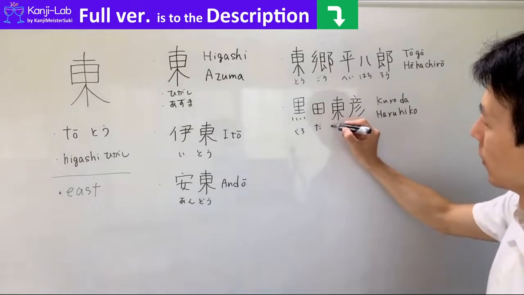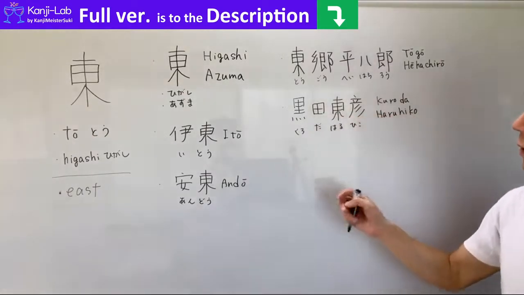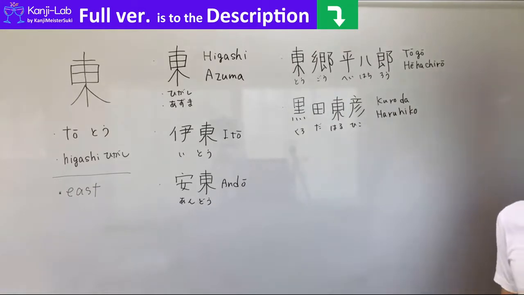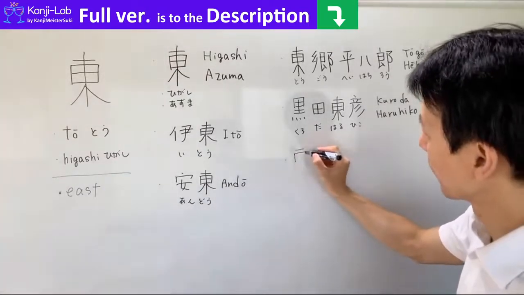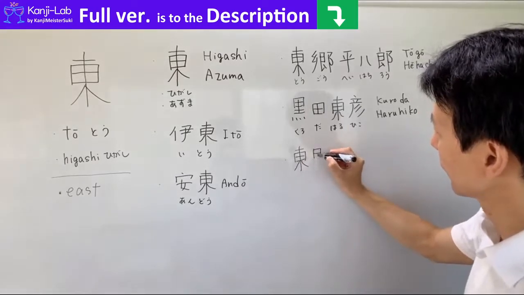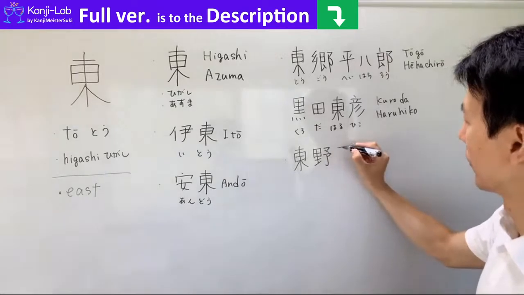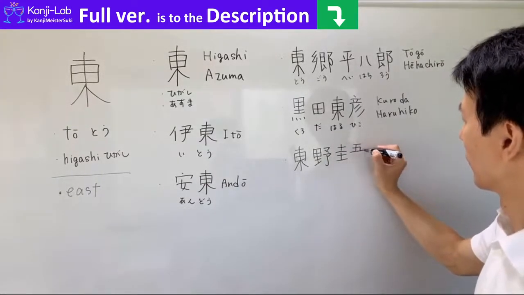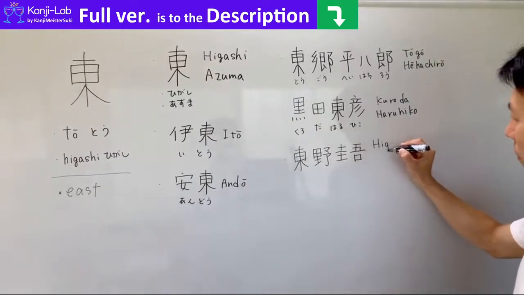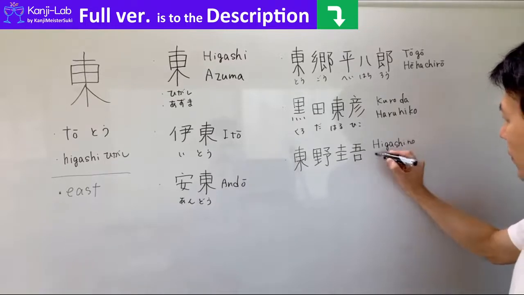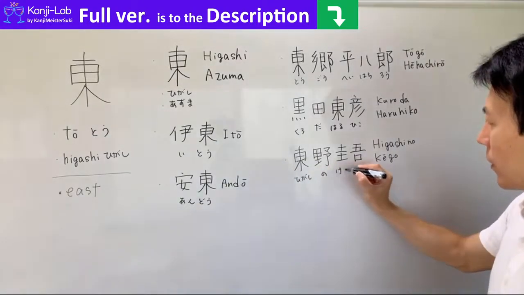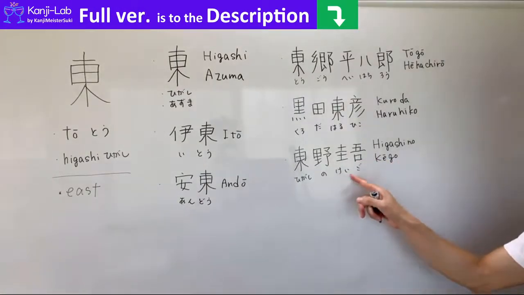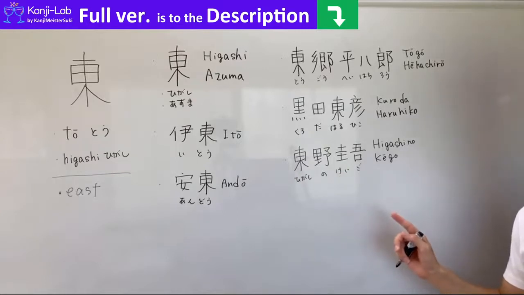And next, 黒田春彦. He's the governor of the Bank of Japan. Next, 東野圭吾. He's a writer of mysteries.